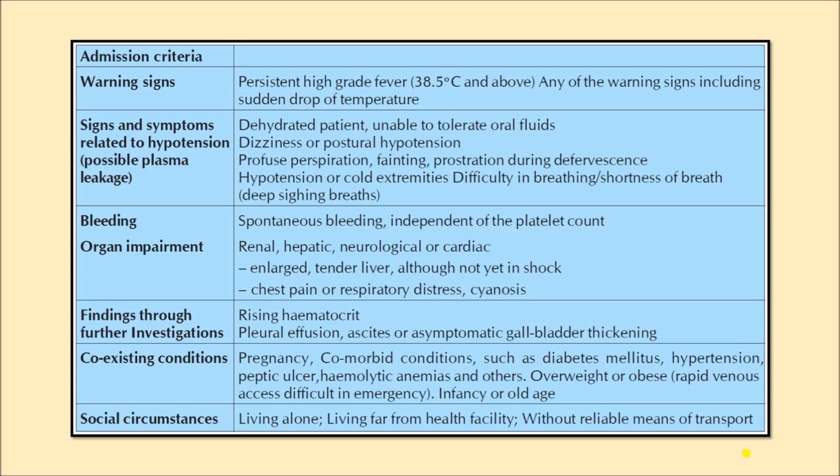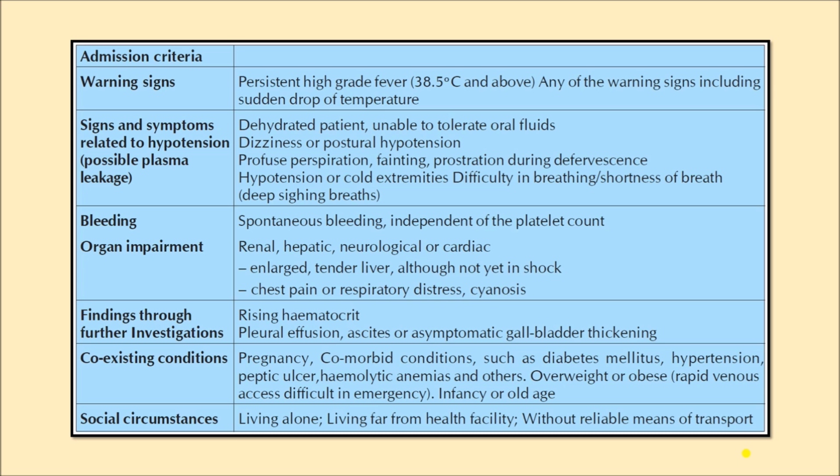Though not yet in shock, chest pain or respiratory distress can be there because of pleural effusion. There can also be cyanosis. If we get certain findings through different investigations, like a rise in hematocrit, pleural effusion or ascites as found in chest X-ray or ultrasound, or asymptomatic gallbladder thickening because of gallbladder edema, etc.